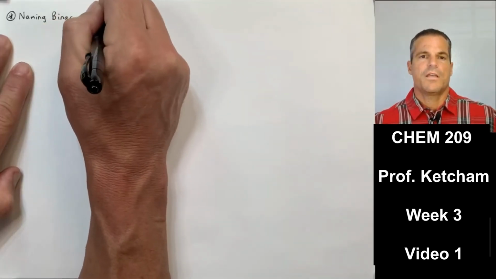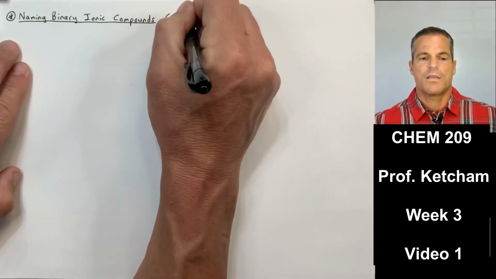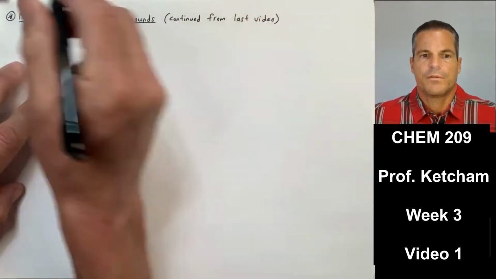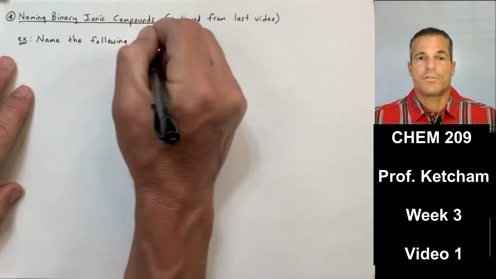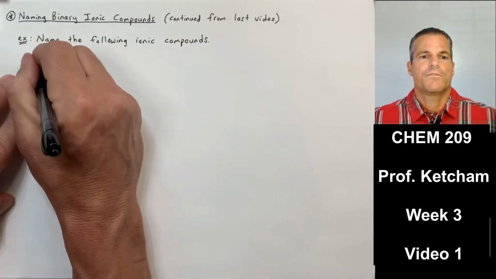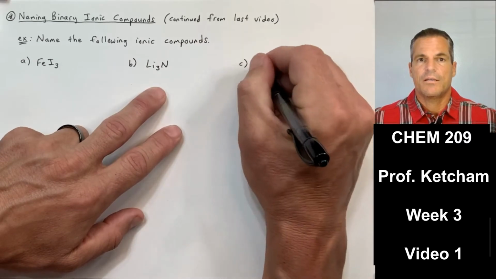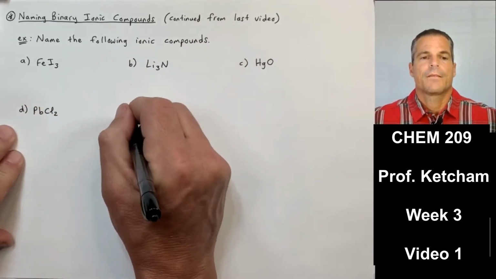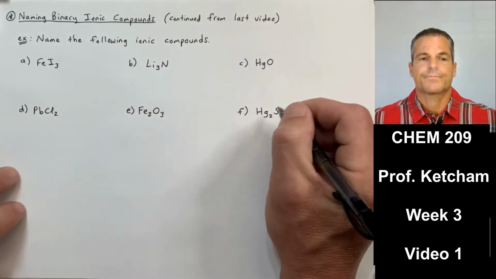And we're continuing today with naming ionic compounds and naming covalent compounds. So last time we left off, we learned a little bit about ions, cations, and anions, and now we're talking about putting them together and naming ionic compounds. So the first topic for today, here on page 1 of our notes, is naming binary ionic compounds. This is continued from the last video. Here's an example. Name the following ionic compounds.